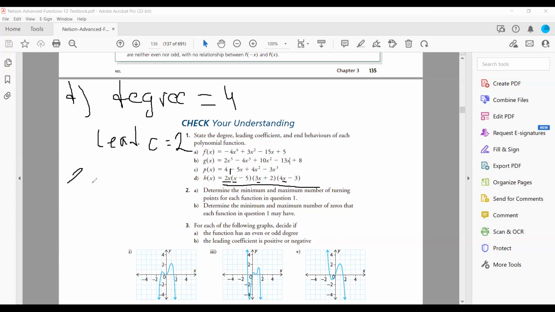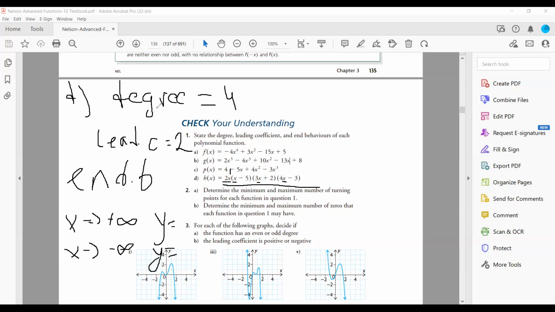And now end behavior. For x traveling to positive infinity and x traveling to negative infinity, what would be the y value? Let's analyze. We have an even degree function, so end behavior should be similar for positive infinity and negative infinity. Leading coefficient is positive, so my polynomial function will be concave up. As simple as that. So end behavior would be positive infinity for both ends.